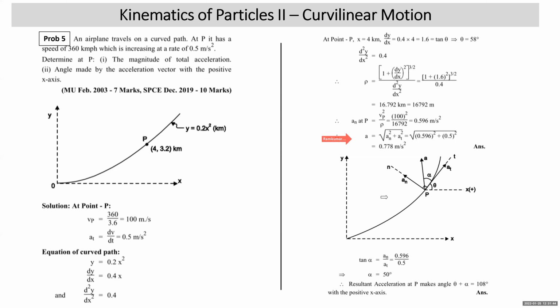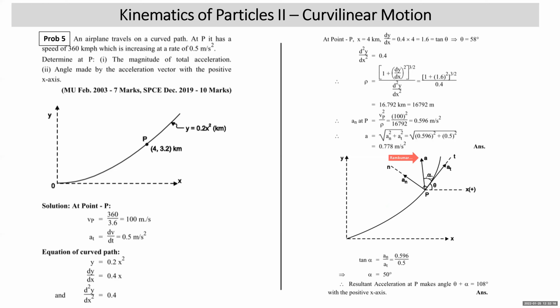So now again we'll have to draw the diagram. I have drawn a diagram again where I have shown the same thing as it is. I have shown the tangent, I have shown the normal. Normal is directed toward the center of curvature. This is the x-axis. Along the tangent you have tangential acceleration. You have the velocity also along the tangent. This tangential direction is making angle theta, which we understood to be 58 degree. Then along the normal you have normal acceleration. Your resultant acceleration is like this.